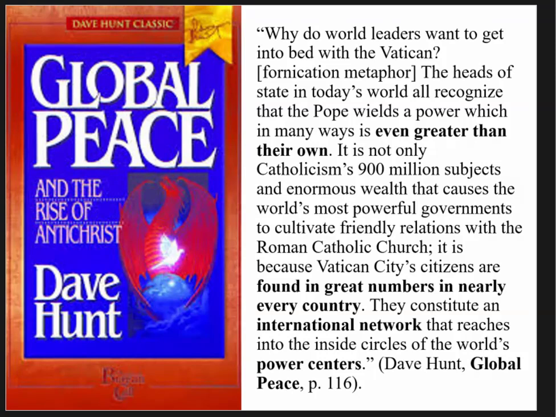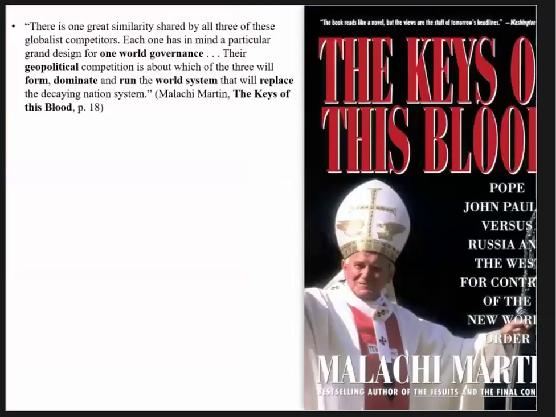"Why do world leaders want to get into bed with the Vatican? Fornication metaphor. The heads of state in today's world all recognize that the Pope wields a power which in many ways is even greater than their own. It is not only Catholicism's 900 million subjects and enormous wealth that causes the world's most powerful governments to cultivate friendly relations with the Roman Catholic Church. It is because Vatican City's citizens are found in great numbers in nearly every country. They constitute an international network that reaches into the inside circles of the world's power centers." He got that right.